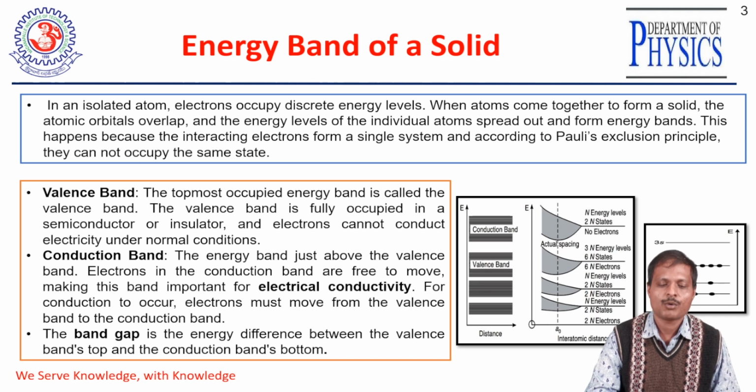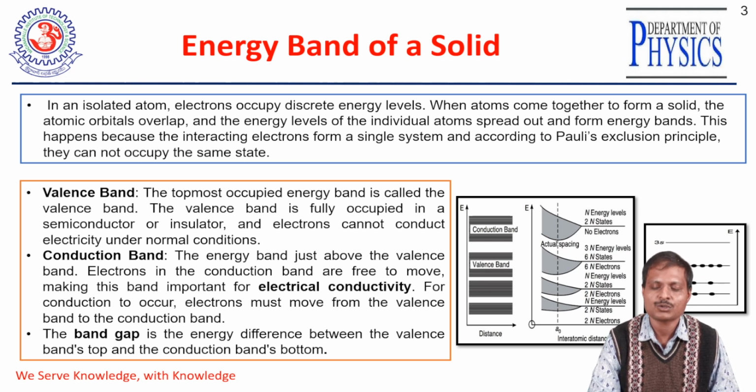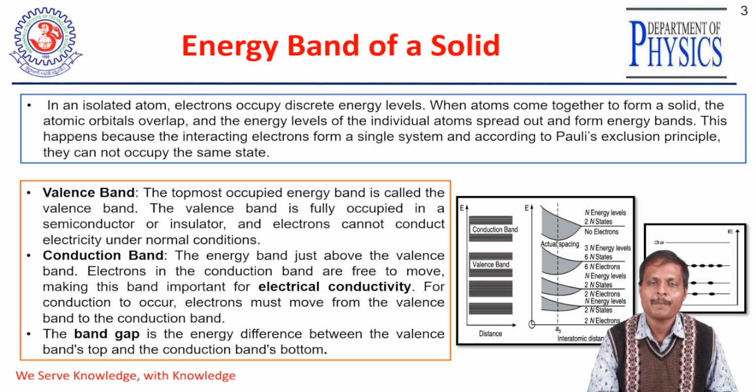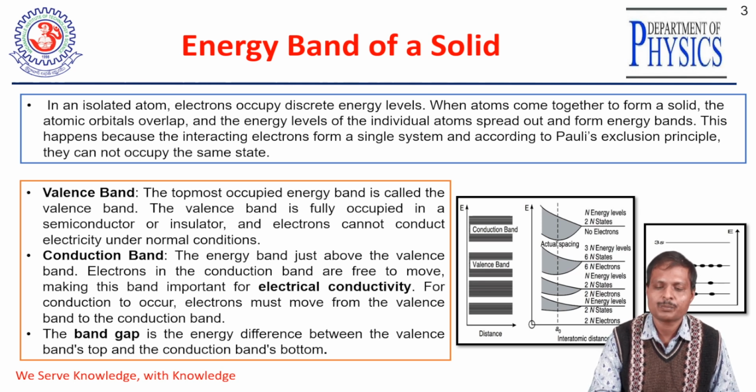So now what is the valence band? The topmost occupied energy band is called the valence band. See here, for the single atom, the 2p state was the topmost occupied energy state. Whenever it forms a solid, the 2p state will be completely occupied and form the valence band. So this is the valence band of this solid.